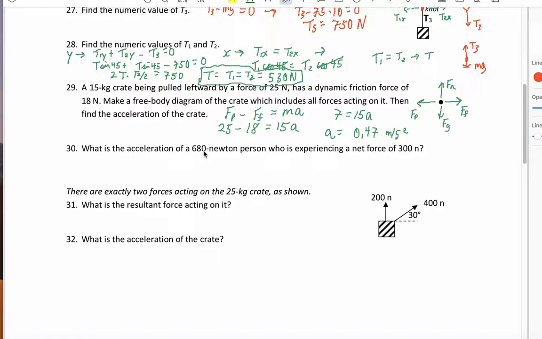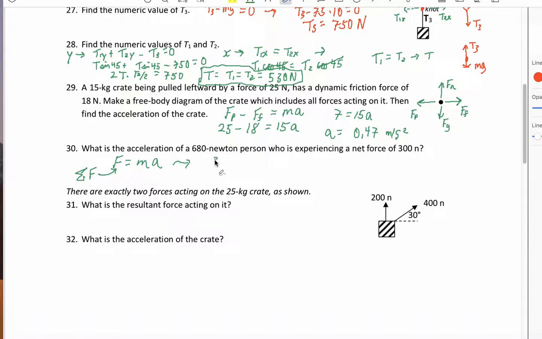Next, what is the acceleration of a 680 newton person who's experiencing a net force of 300 newtons? The net force is 300 newtons. So here's one where we really can't do a free body diagram since it's the net force. It's just F net equals ma. This is how you see this equation. Let's be clear that what we really mean by F is sigma F when we write it this way. It's the sum of all the forces acting on the object, and it might even be a vector sum.